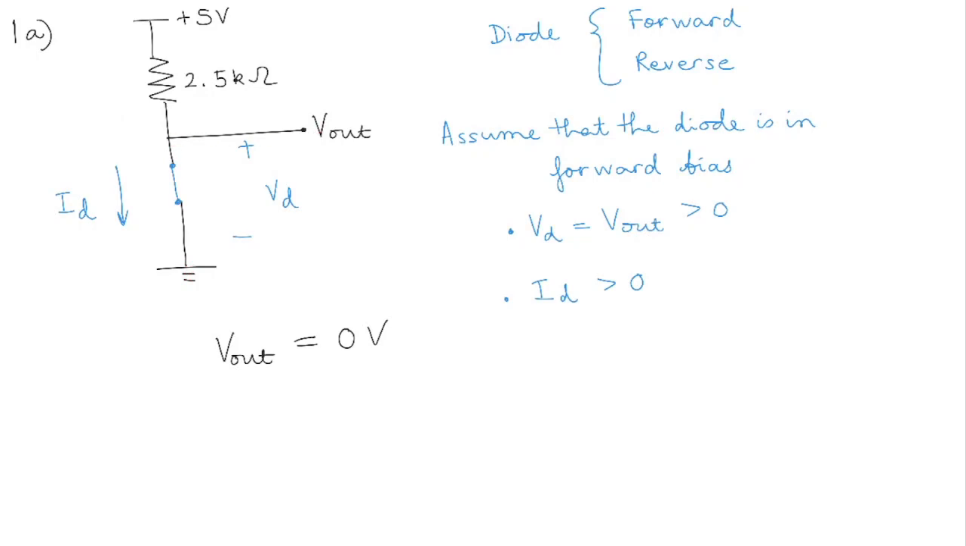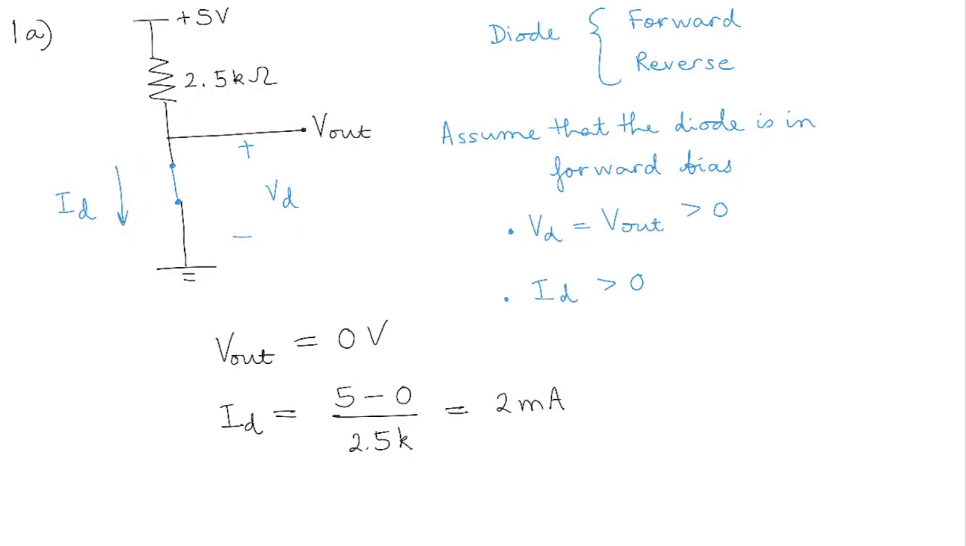All right. What is the current then? Let's say, what's the current ID? Now, what you notice is the current ID is the same current that flows through this resistance as well, because no current is going like this. This is an open path. No current can flow like this. So whatever current is flowing through the diode also flows through the resistance. So what is the current flowing through the resistance? It is given by 5, which is the voltage on this side, minus 0 divided by 2.5 kilo ohms. So that gives us 2 milliamperes, right?